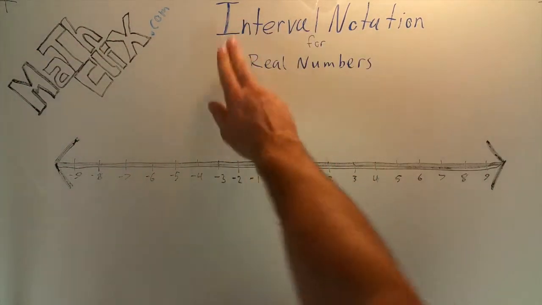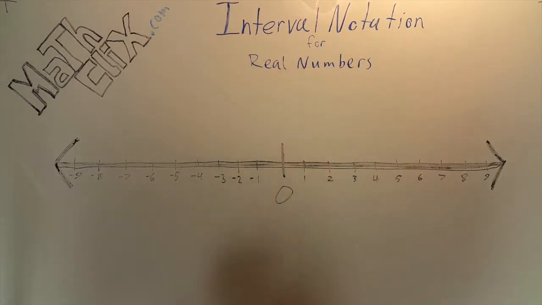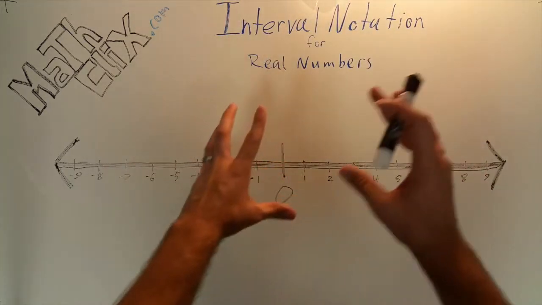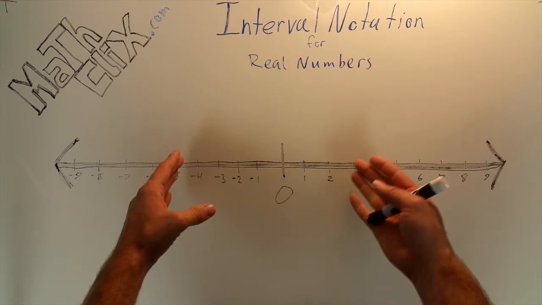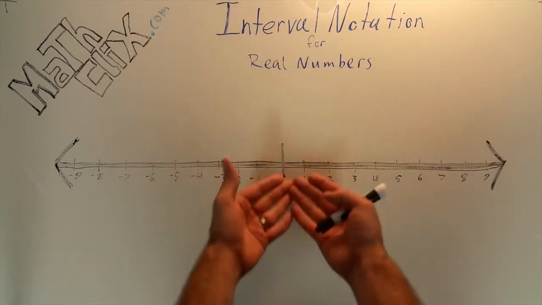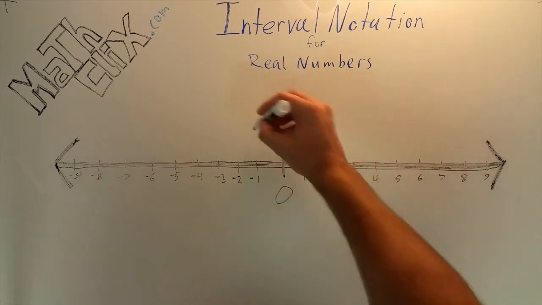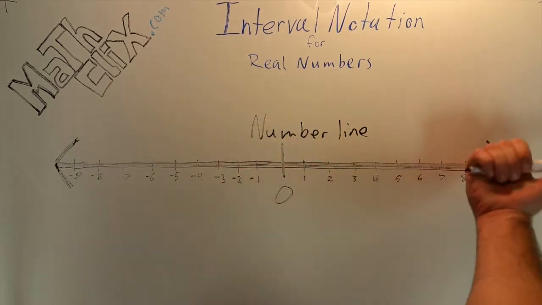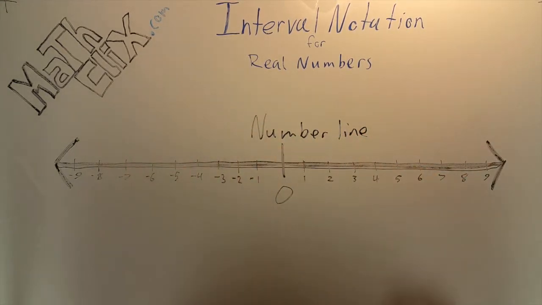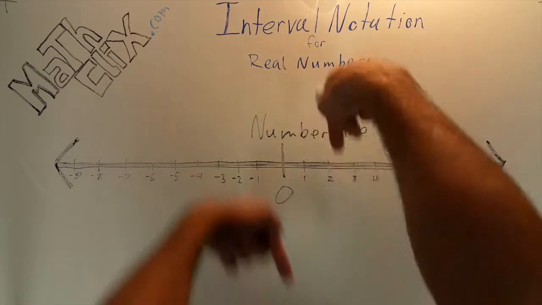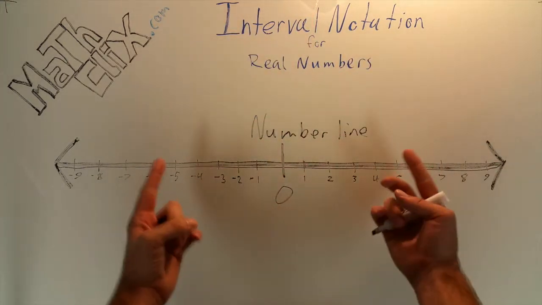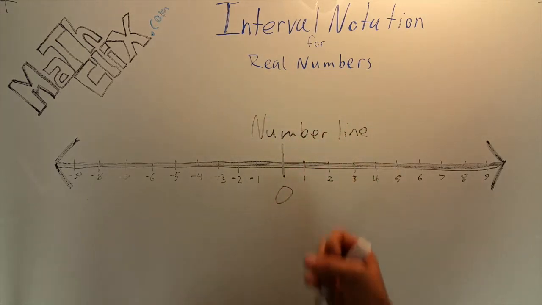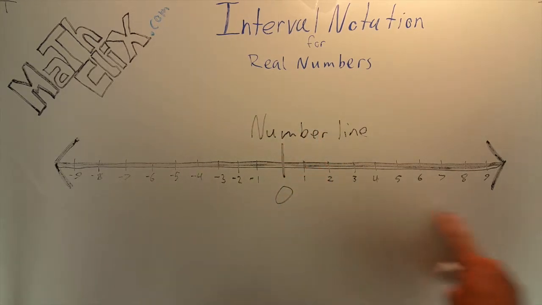mathclicks.com. Interval notation for real numbers. Real numbers are all over the place, but we can represent them in an orderly way on what we call a number line. It goes this way forever and that way forever. It does not go this way or this way. If it did, it would be going in two ways or two dimensions. Something for later. But it's one dimension.